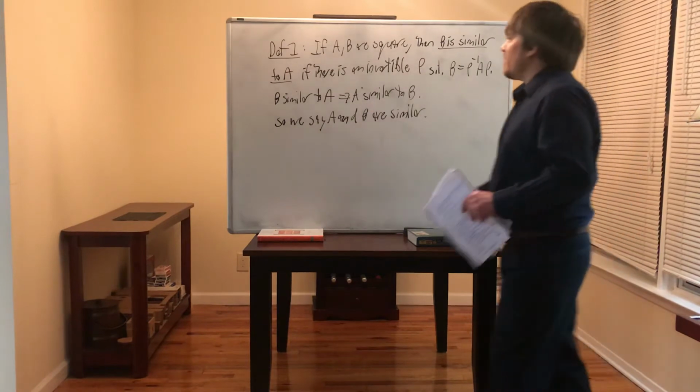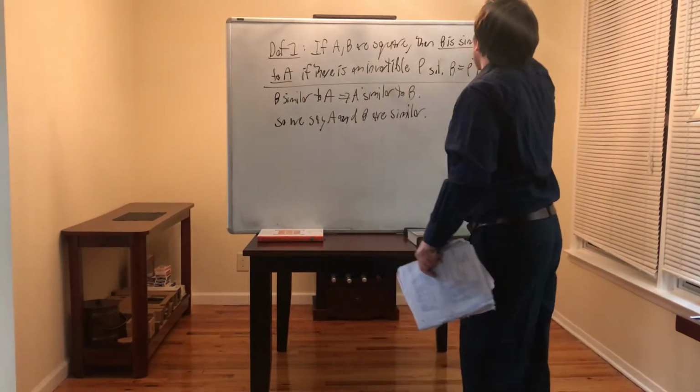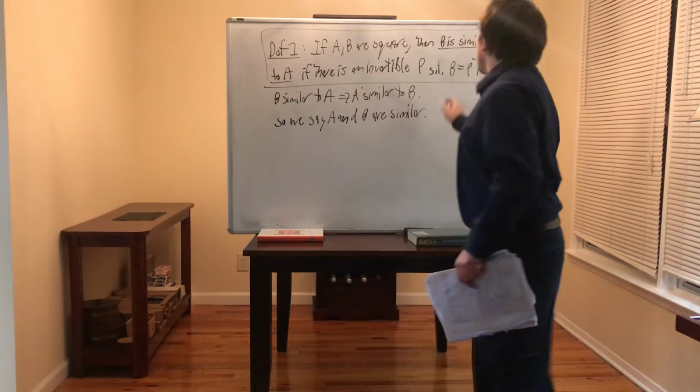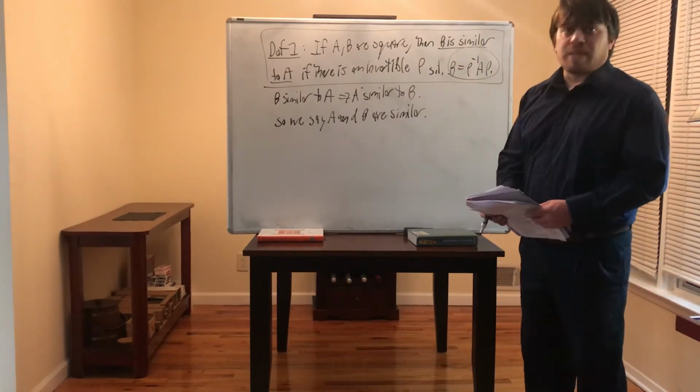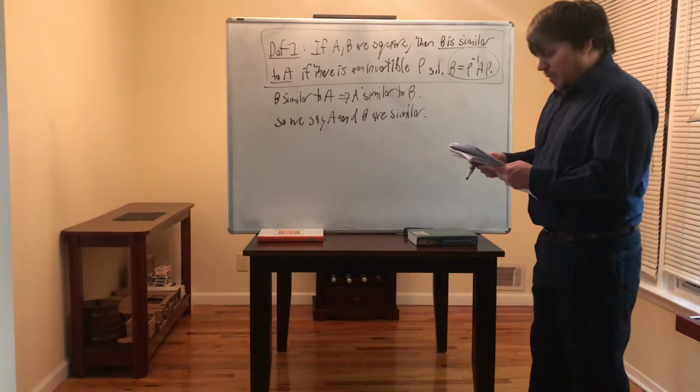So definition 1 says if A and B are square matrices, then B is similar to A if there's an invertible matrix P such that B equals P inverse AP. That's the definition of B being similar to A. Okay, definition 2.